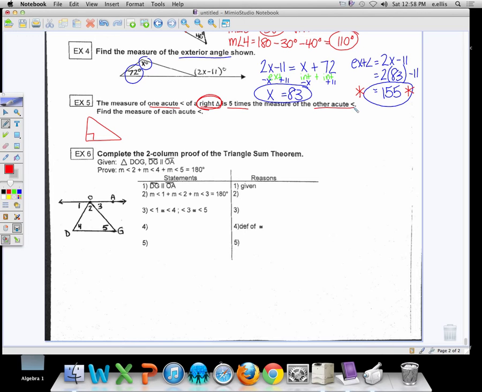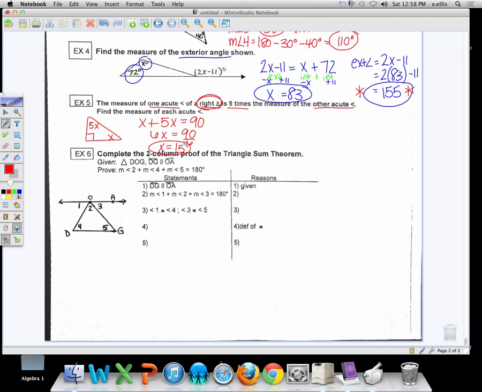Now one acute angle is 5 times the measure of the other one. Now again, we don't know what these are, so let's make one x, and the other one, if it's 5 times, we'll make the other one 5x. And that gives us a nice little picture. And we need to find what all these angle measures are. Well, the acute angles of a right triangle are complementary. So x plus our 5x will equal 90 degrees. Well, that together makes 6x if you combine like terms. And if you divide by 6, x is going to equal 15.